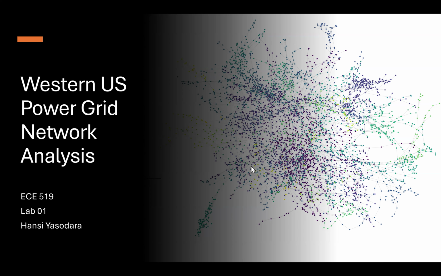Hi, today I'm going to talk about network characterization of the Western US power grid as a part of Lab 1 for ECE 519. Here I will walk through the dataset, the methodology used for analysis, the evaluated network parameters, and the key insights derived from both quantitative metrics and visualization.